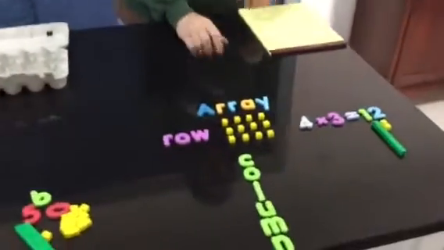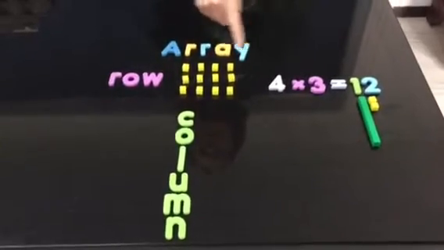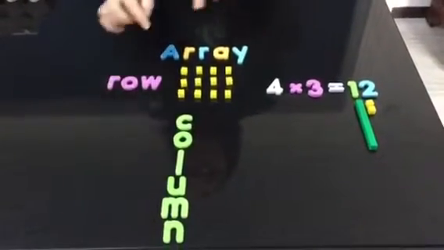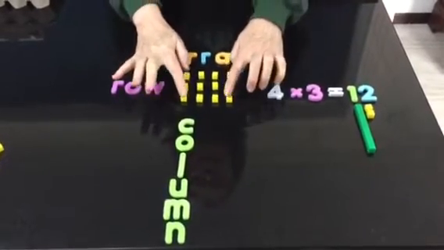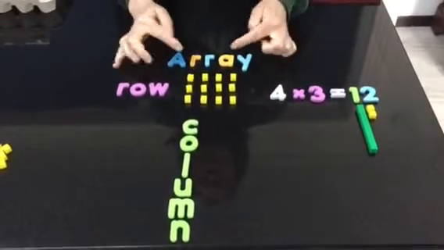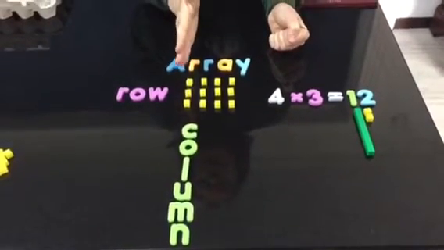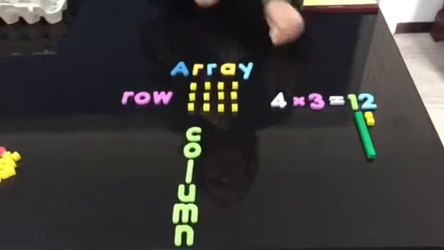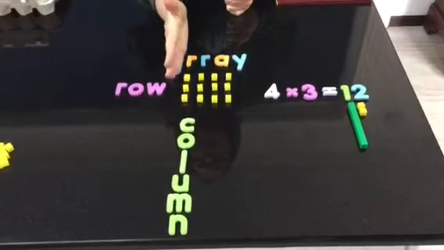But the process I used is multiplication using arrays. And I put the word array here for you. What an array is, it's a neat arrangement of objects in rows and columns. So the row goes this way and the column goes that way. And it's neat because every row has the same number, 4, 4, 4. And every column has the same number, 3, 3, 3, 3. So what we have here are 4 rows and 3 columns.